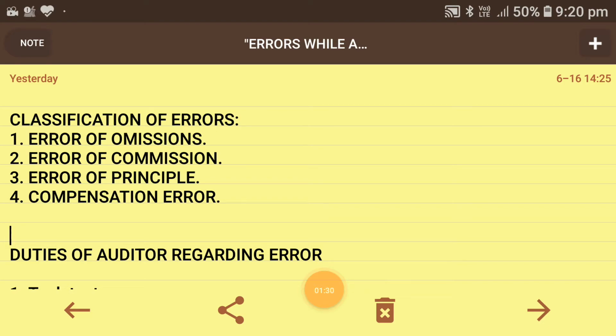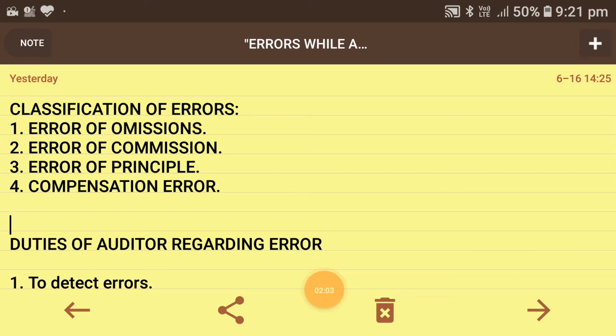So error of complete omission means when an accountant forgets to record the transactions in the subsidiary book or in the journal proper. Under error of omission, the second category is named error of partial omission. Error of partial omission means the transactions are recorded on the debit side of an account but the corresponding credit side is omitted to be recorded. It is a kind of error where half the entry has been done and half is left, so a partial entry has been done.